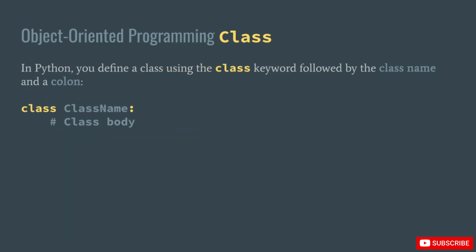In Python, you create a class using the class keyword, followed by the name of the class and a colon. The general structure looks like what you see here. This simple structure sets up a new class, where you'll add attributes and methods inside the class body.